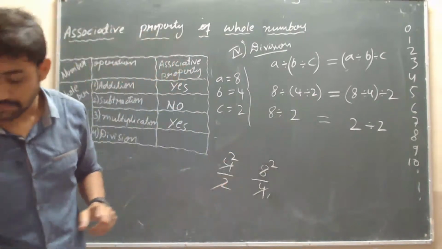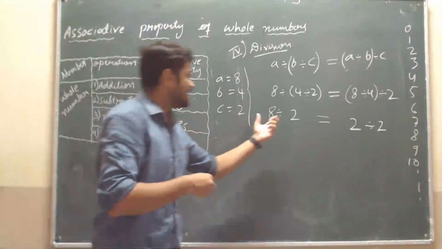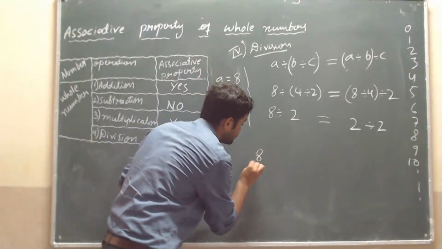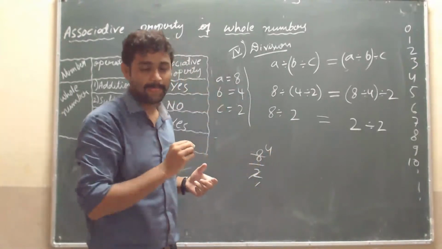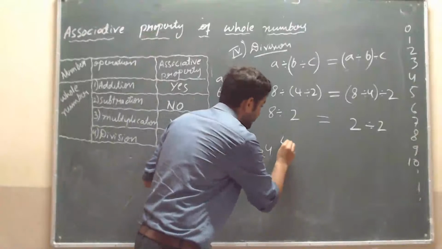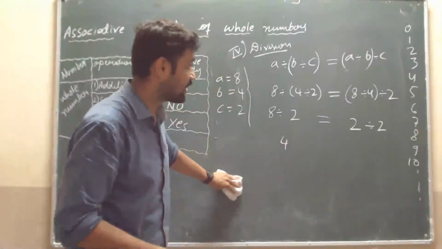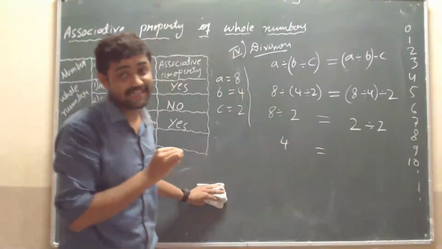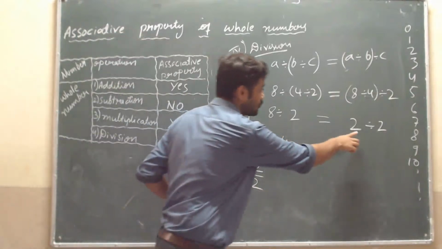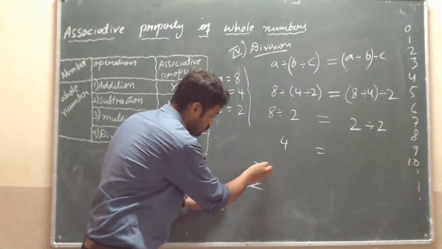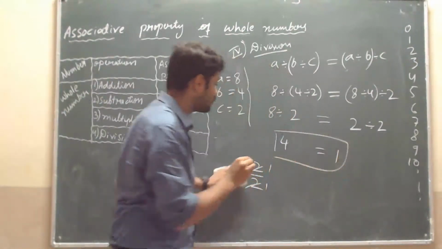Now I have to solve more. That is 8 divided by 2. 2 fours are 8. The answer on the LHS side is 4. Then what about the RHS side? RHS side is 2 divided by 2. 2 ones are 2. Then what is the answer? 1.